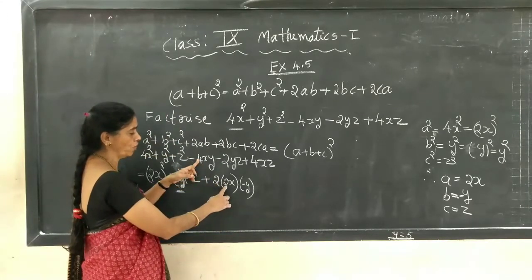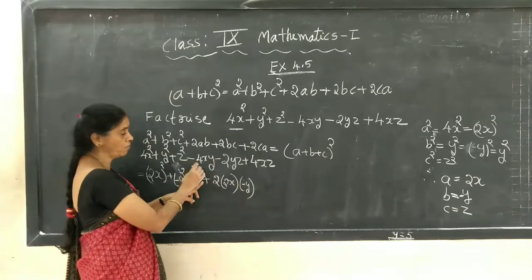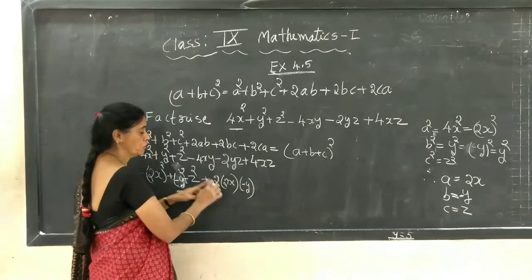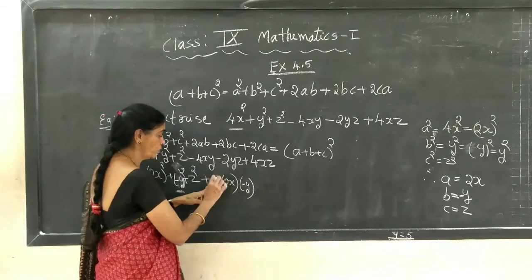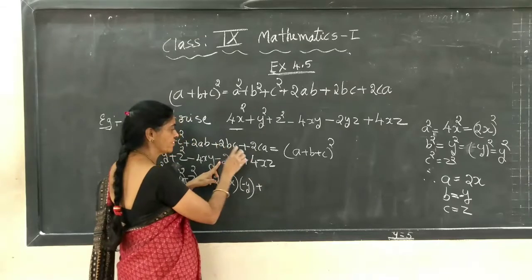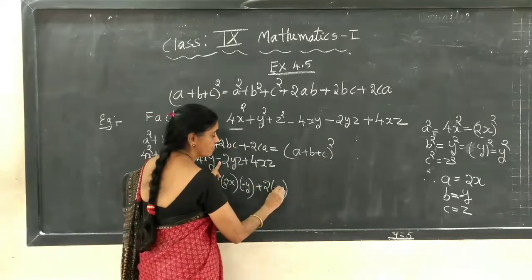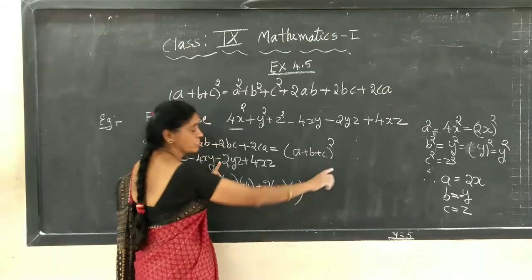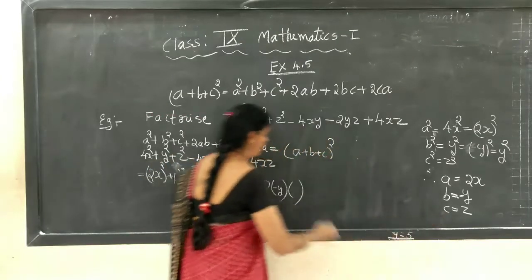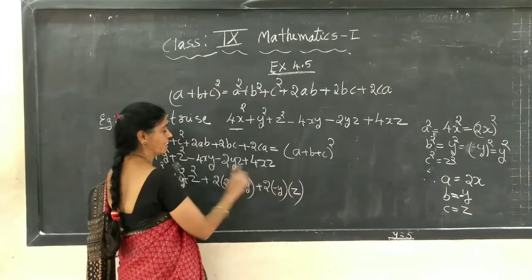2 2s are 4, x into y, xy, plus into minus, minus. Same number you will get when you multiply this. Then 2bc: what is b I have written? Minus y into c. What is my c here in the question? In place of c I have z. So if you multiply, again you will get this one.